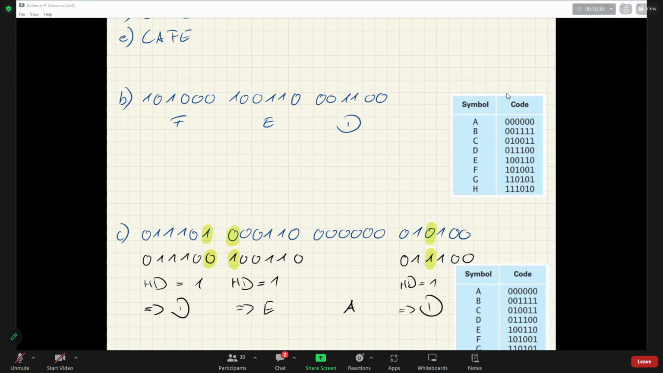Is that clear? Sorry, so how do you check the Hamming distance? I'm comparing with the original bit pattern. So let's maybe do that once more.